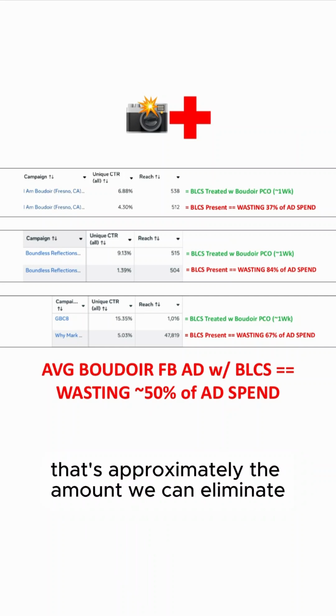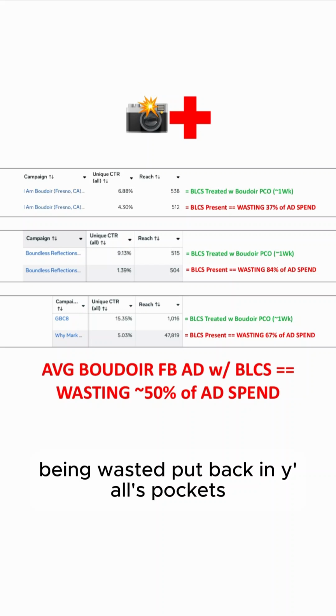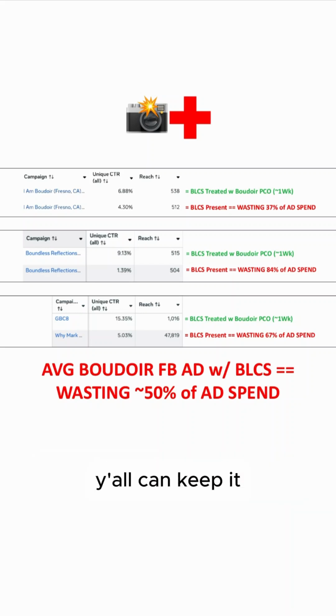That's approximately the amount we can eliminate being wasted, put back in y'all's pockets, so y'all don't even have to spend it. Y'all can keep it. Wasted.